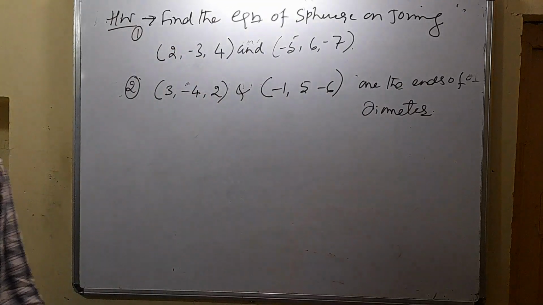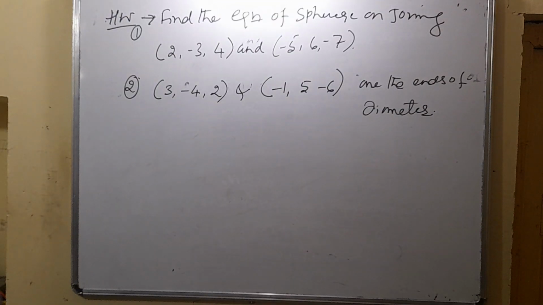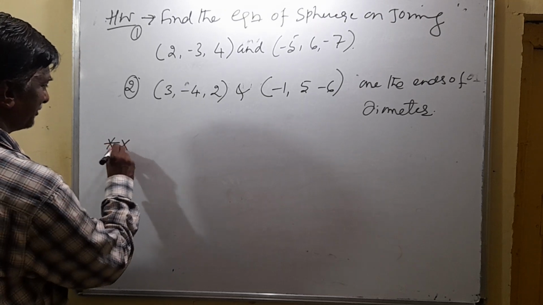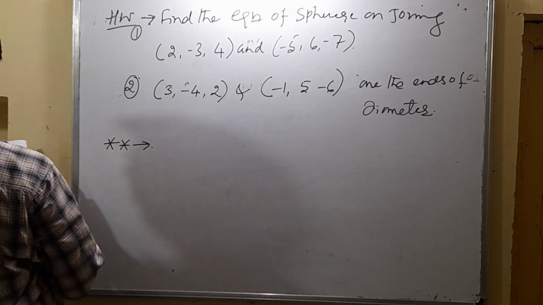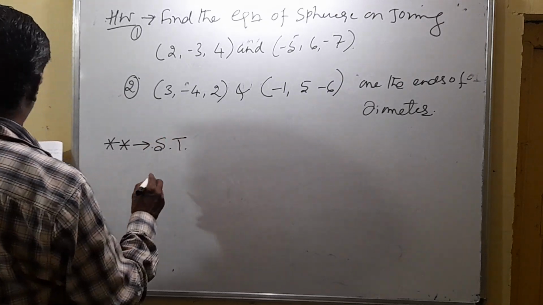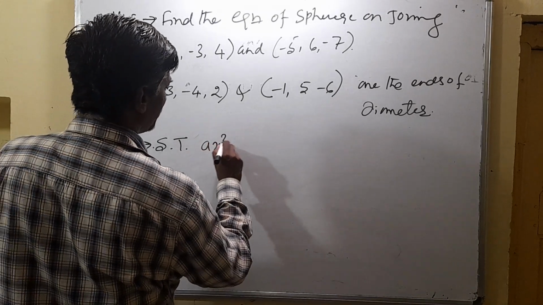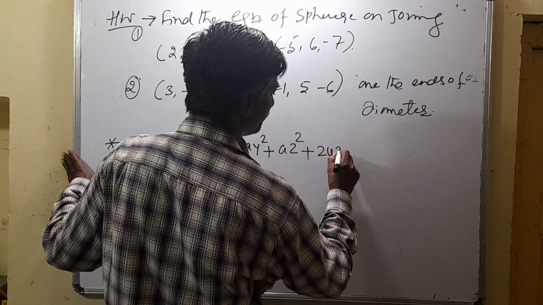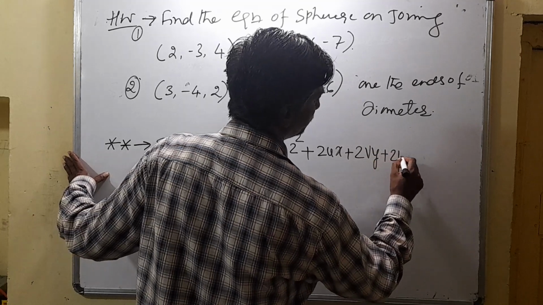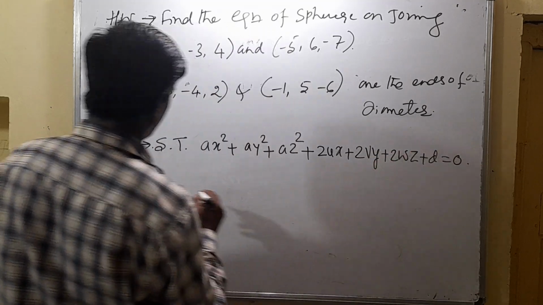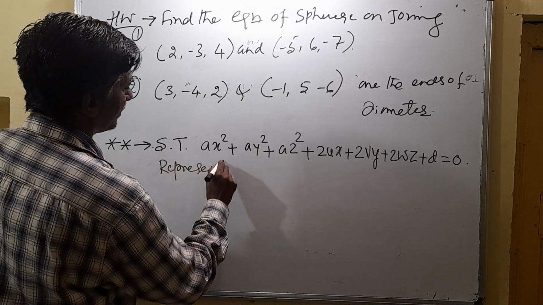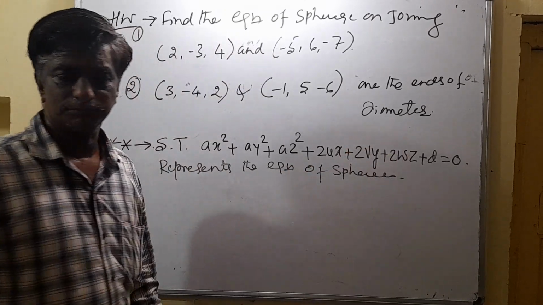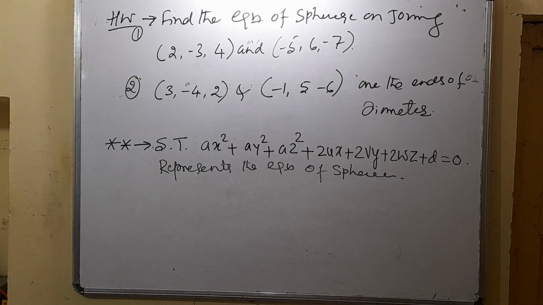Okay, and one more problem I'll give you for more work. Very important problem I am giving you. Show that ax square plus ay square plus az square plus 2ux plus 2vy plus 2wz plus d equal to 0 represents the equation of a sphere. Okay, this is homework.